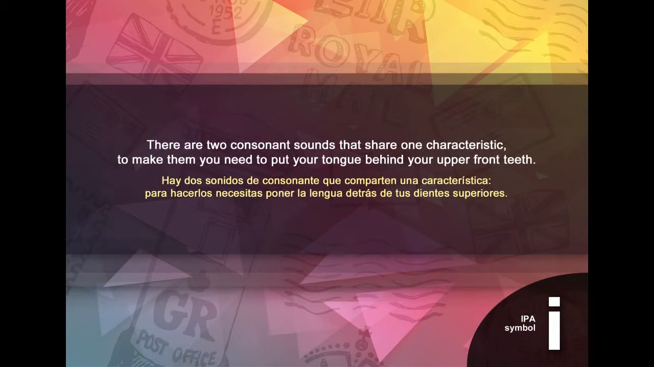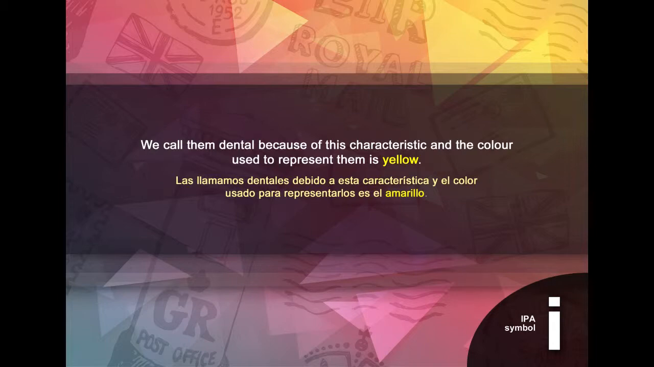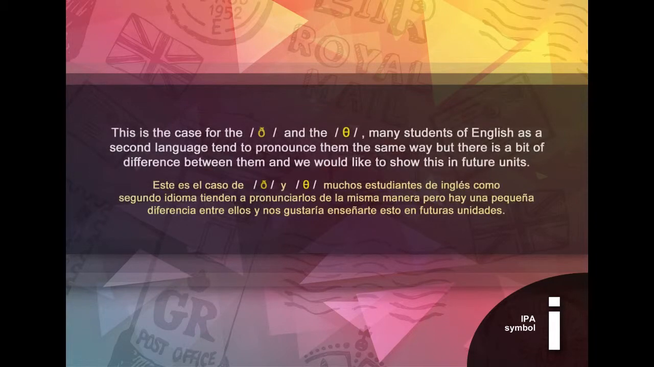There are 2 consonant sounds that share one characteristic. To make them, you need to put your tongue behind your upper front teeth. We call them dental because of this characteristic, and the color used to represent them is yellow. This is the case for the th and the th. Many students of English as a second language tend to pronounce them the same way, but there is a bit of difference between them, and we would like to show this in future units.